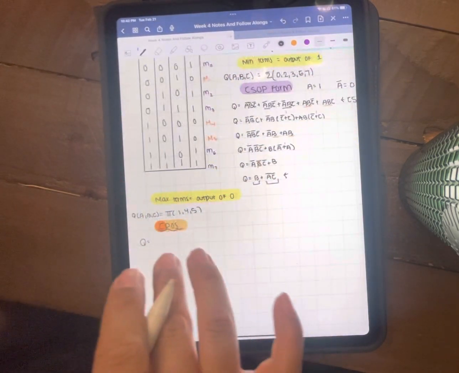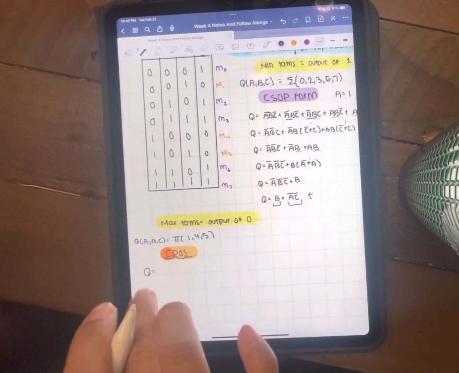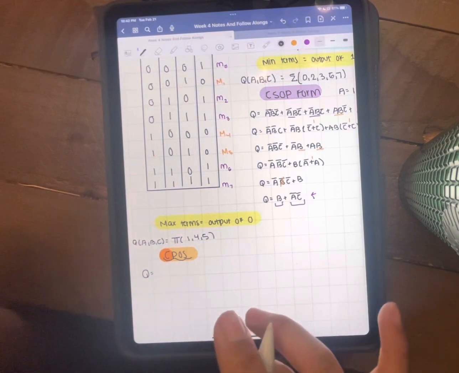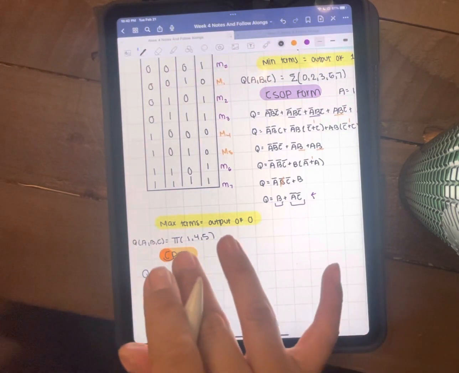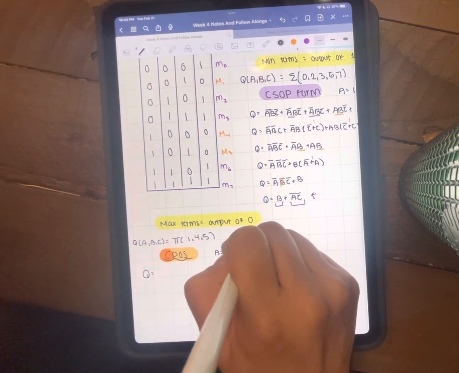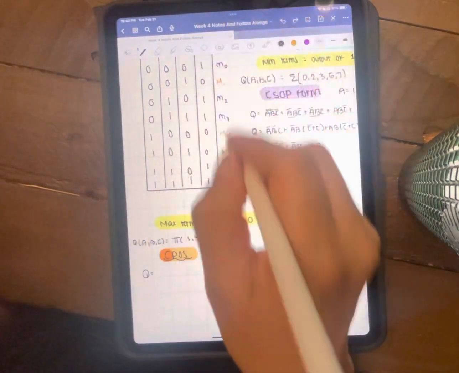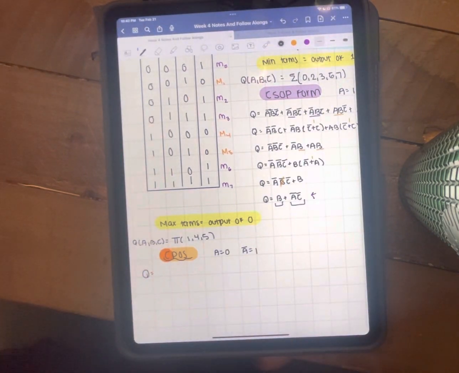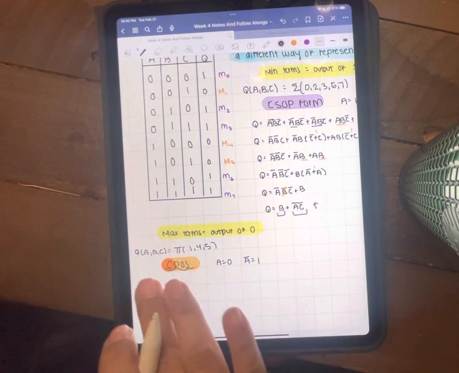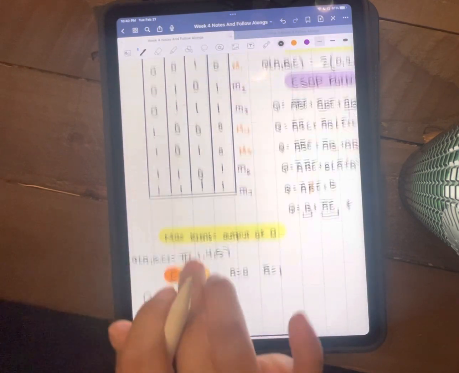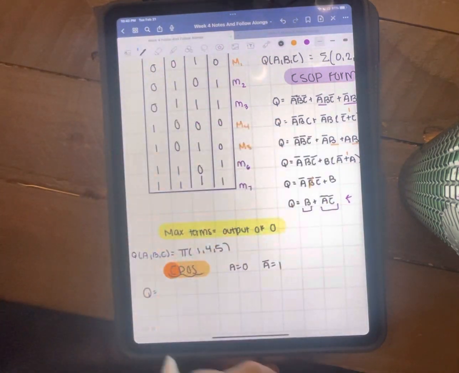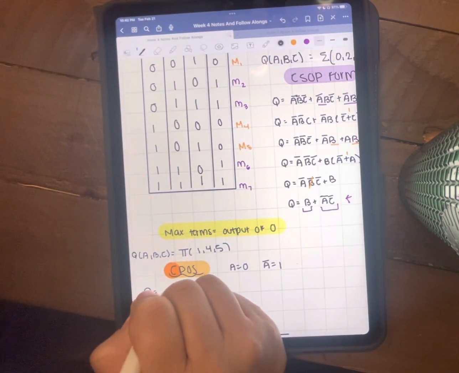So it's going to equal Q again. And as mentioned before with my trick, whatever output we're looking for, so for CPOS we're looking for 0, that's going to be the value of the literal. So the literal equals 0, or 0 equals the literal, and 1 equals its complement. So that being said, the first one that we have is M1 right here. So the literal equals 0.